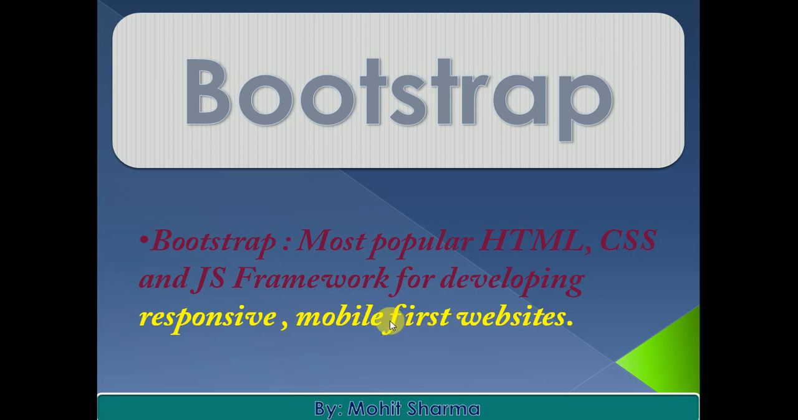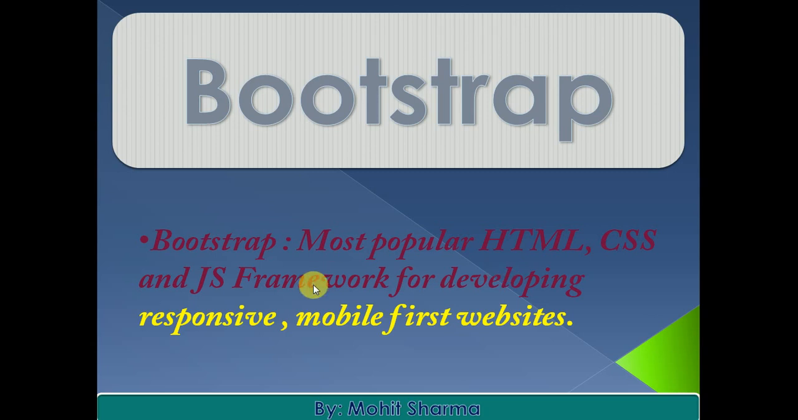Okay, now the question arises: from where can we get Bootstrap and how can we use it? There are two ways to start using Bootstrap on our website. The first is to download Bootstrap from getbootstrap.com. And the second is to include Bootstrap from a CDN. So what is a CDN? CDN is a content delivery network. We directly use the link provided by the Bootstrap developers and we get the contents automatically.